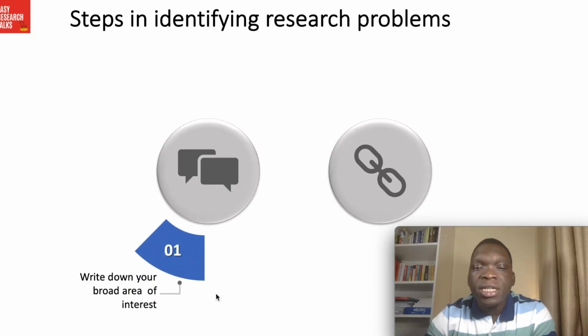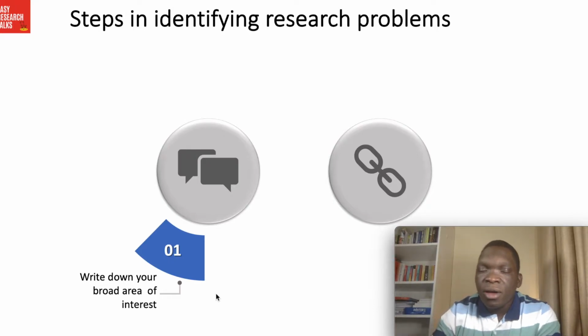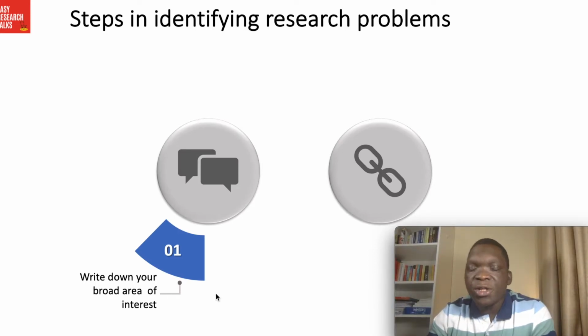Number one is write down your broad area of interest. So, an example of broad area of interest might be communication, right? So, in communication, we have a number of subfield, right? We have family communication, for example. Marketing communication is also within the broad domain of communication.